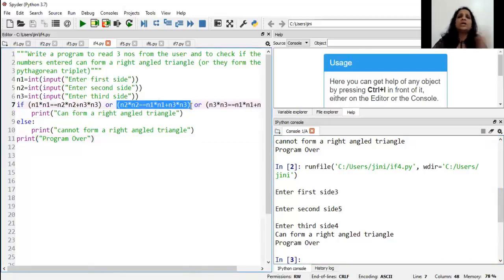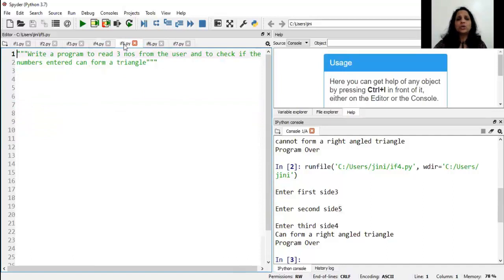So either of the conditions could be true for you to know that it can form a right angle triangle, because you wrote or. Or says any one of the conditions needs to be true for the statement to be true. Is that clear? So here in this example, I've shown you multiple conditions joined using the or logical operator. Not necessarily, I won't call it a keyword, I would say logical operator. Okay. Let's go to another question.